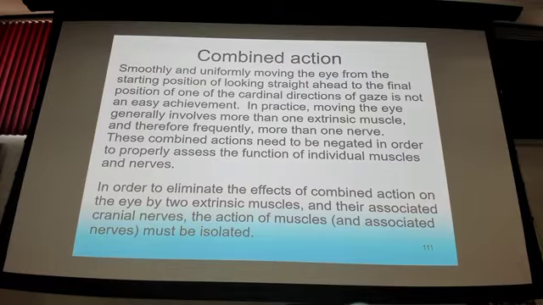So if you're looking at the eye starting position as looking straight ahead, and getting to one of the cardinal directions of eye gaze, to look around basically, it's not as easy as just saying one muscle moved it. Like I said, it means that more than one does. So I'm going to try and do some Albert Einstein and explain it simply. I'm not going to sound that way though.